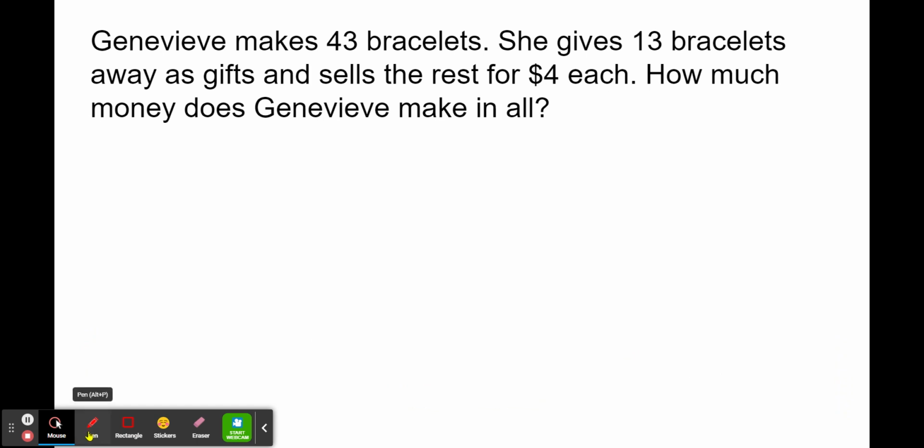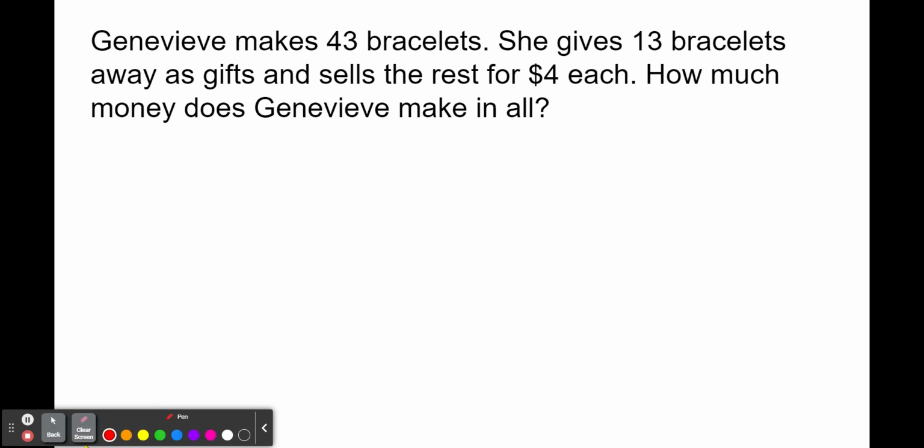So our word problem for today says that Genevieve makes 43 bracelets. She gives 13 bracelets away as gifts and sells the rest for $4 each. How much money does Genevieve make in all?